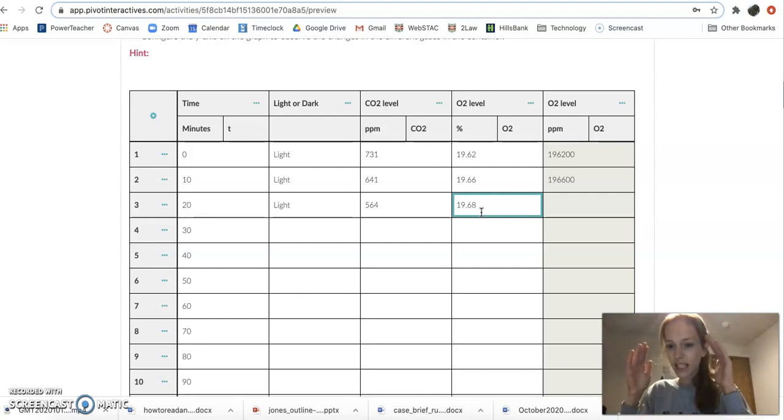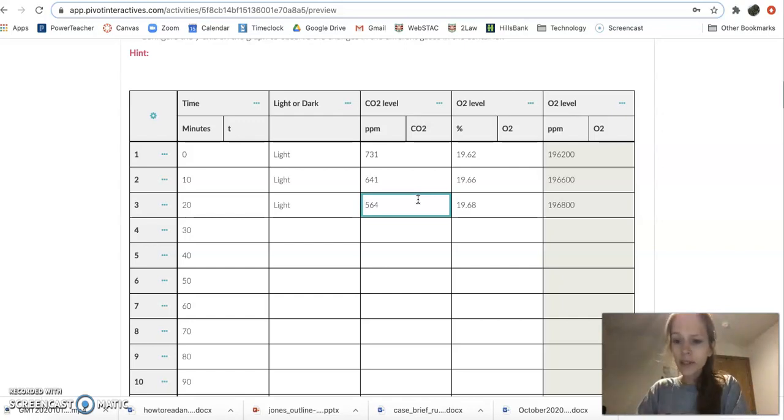Pause, think with me here. Does it make sense that both these levels are changing, right? My CO2 looks like it's going down. My O2 looks like it's going up. Why is my CO2 changing by the 100? I go from 700 something to 600 something to 500 something. But my O2 level is 19.62, 19.66, 19.68. Why does it look like that's changing so little when the CO2 is changing so much? Think about that. Pause, think, press play when you want to hear the answer.